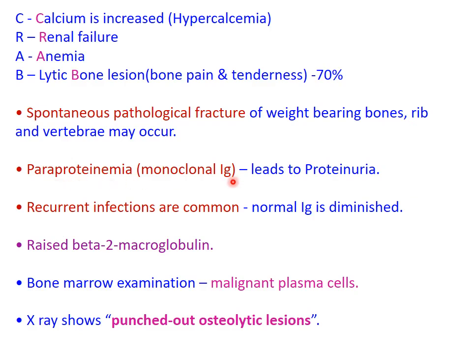And paraproteinemia, that means monoclonal gammopathy. A particular clone of immunoglobulin increases, leading to proteinuria, and there is raised beta-2 microglobulin. Bone marrow examination obviously shows malignant plasma cells, and X-ray shows the osteolytic lesion which is punched out. That means it seems that someone punched the bones, and the bones got broken. So this punched out osteolytic lesion is a very typical feature of multiple myeloma.